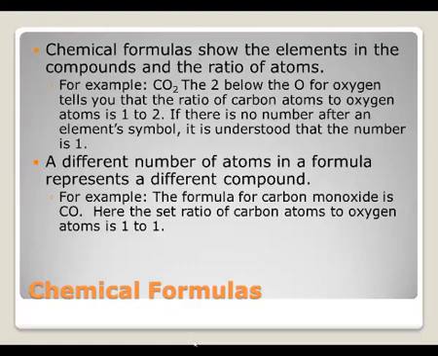A different number of atoms in a formula represents a different compound. So for example, if we remove one of the oxygen atoms from CO2, we get CO. And this is the formula for carbon monoxide. And here the set ratio of carbon atoms to oxygen atoms is 1 to 1. There's one carbon atom to every one oxygen atom.